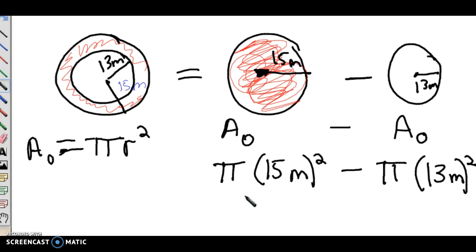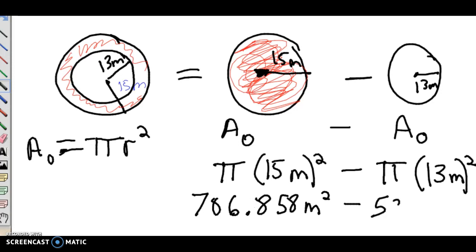If we do so using the pi button again, we would have pi times 15 squared, which gives us approximately an area of 706.858 meters squared, minus the area of the donut hole, which is 13 squared times pi, and that area is 530.929 meters squared.